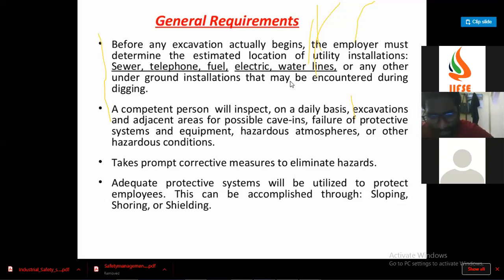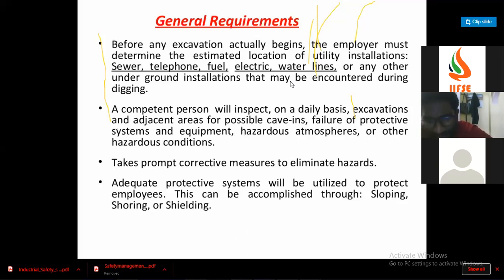Fine. Take prompt corrective measures to eliminate hazards. The corrective measures we have to take, we will see in the further PPT. Adequate protective systems will be utilized to protect employees. This can be accomplished through sloping, shoring, and shielding. I will be discussing this for your understanding.